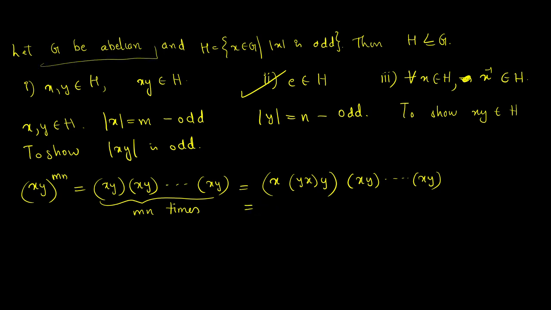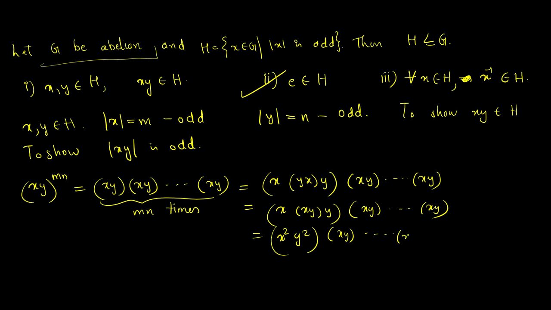Then we will use the abelianness of the group. This is where the abelianness comes in. So this way we can write this as x times xy times y, times xy, and so on up to xy. Again we use associativity, and we will have x squared, y squared, then xy, and so on. Continuing like this, this is equal to x to the power mn times y to the power mn.